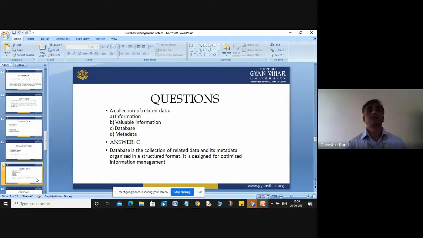Related data, like if I collect all the data of a student, like student name, father name, mother name, state of student, area of student, city of student, and if we collect all the data of the student, this is my database. That's why you can say that a collection of related data is called the database. And I have also explained in my PPT, database is the collection of related data and its metadata organized in a structured format. It is designed to optimize information management.